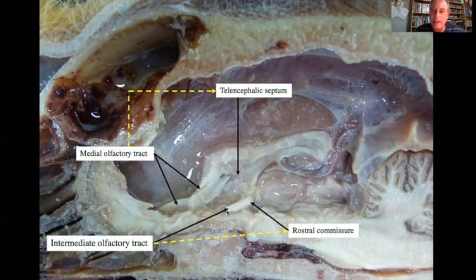And remember that this intermediate olfactory tract connects both olfactory peduncles and olfactory bulbs through the rostral commissure. Look at this rostral commissure. The rostral commissure is located here, a bit more rostral to the fornix. This is the fornix, right? And these fibers here are the medial olfactory tract that connects the olfactory bulb with the telencephalic septum. Here we have the telencephalic septum. So medial, intermediate, and here we lack the lateral.